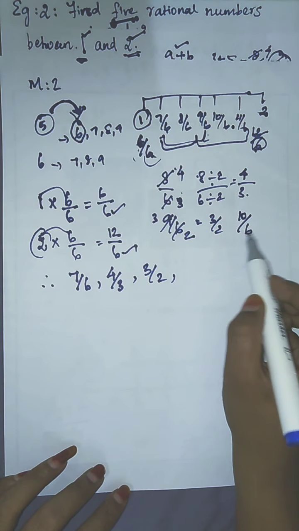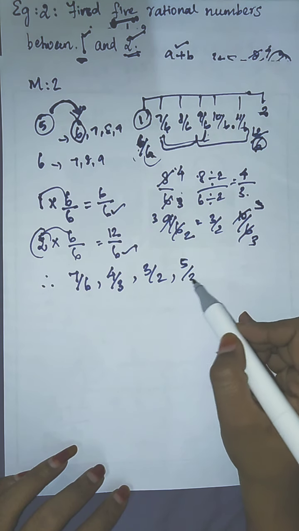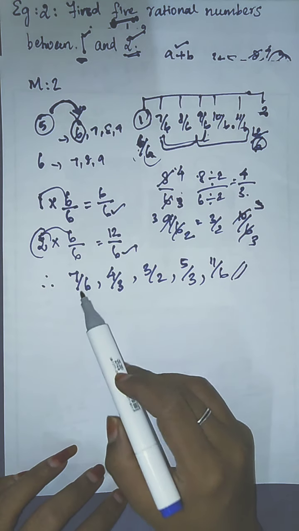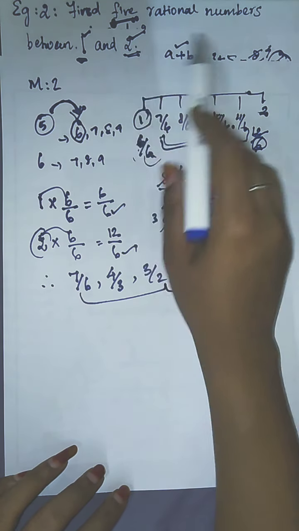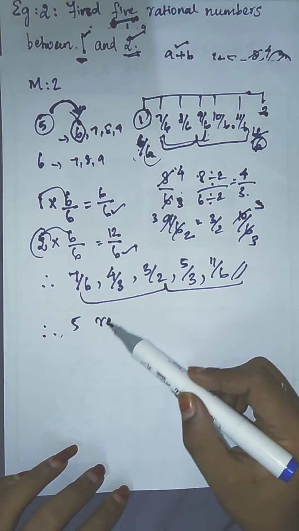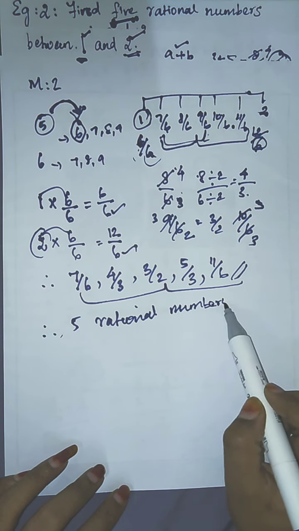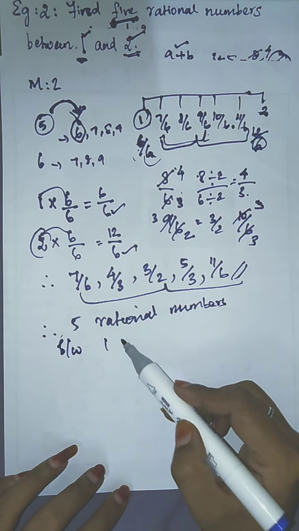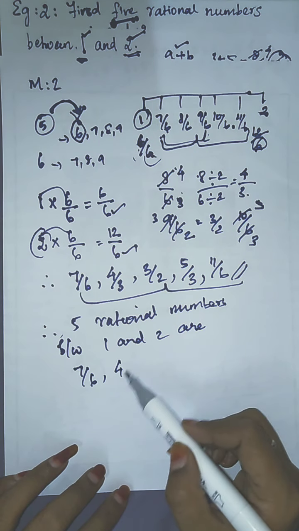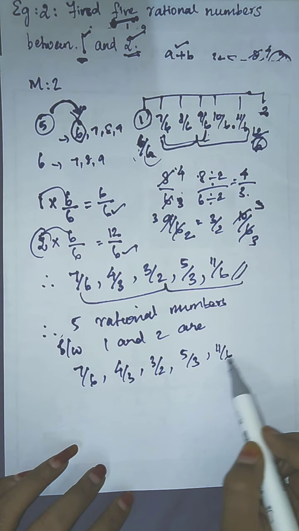Next 10 divided by 6. So 10 divided by 6, 3 2s are 6 and 5 2s are 10. So 5 divided by 3. And here 11 divided by 6. So that's it. These are the 5 rational numbers between 1 and 2. You can write it. Therefore 5 rational numbers between 1 and 2 are 7 by 6, 4 by 3, 3 by 2, 5 by 3, 11 by 6.